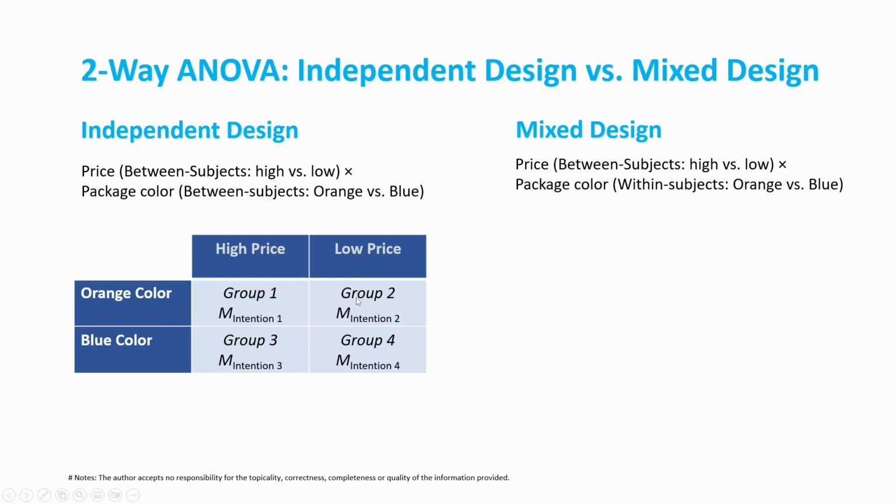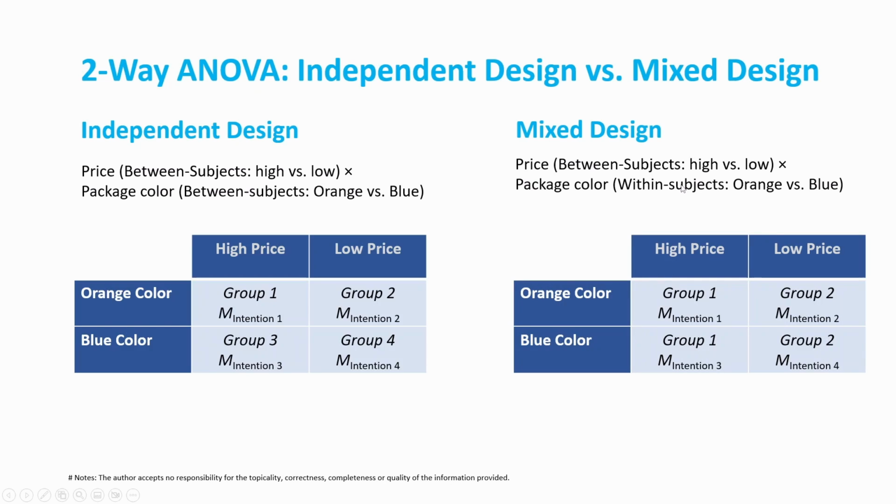For mixed design, we set the price as between subject design, but package color is a within subject factor. So that means that it looks like it also has 4 cells, but we only need 2 groups. Group 1 and group 2 answer the question about orange color, but they also answer the question of blue color. So we only need 2 groups of people.